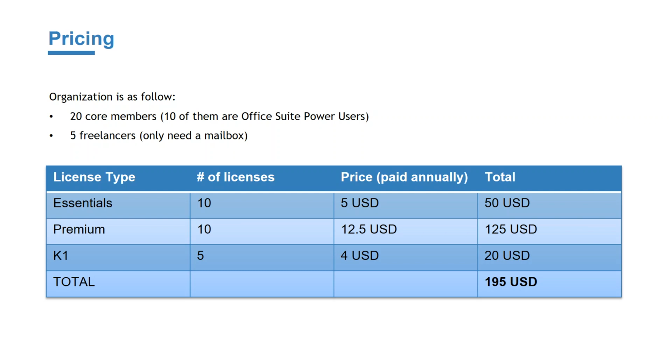So if you're looking at the cost for the entire organization, the 25 members, it's going to be under the $200 threshold, and it's going to cover pretty much everything from mailing, file storage, intranet collaboration, and document creation, and we're going to review that.